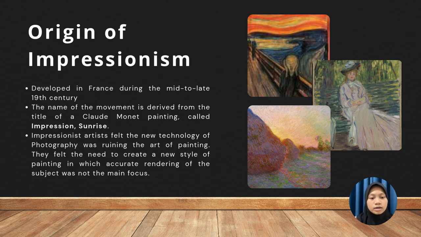They started exhibiting their work as most of their works were often rejected by traditional art institutions. The name of the movement actually came from a painting called Impression, Sunrise by Claude Monet. At that time, artists felt that photography was taking over the role of realistic painting. So, because of this, they decided to create a new style that focused less on accuracy and more on capturing a moment or feeling.